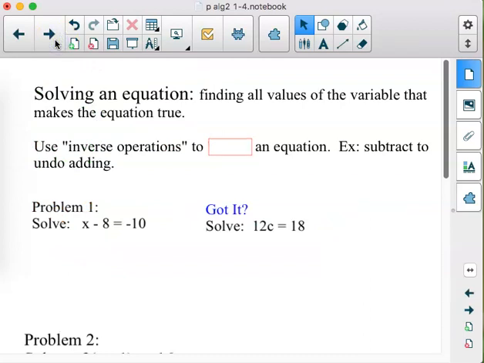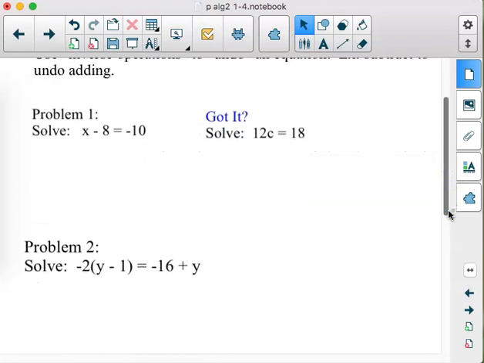So we're going to do some solving. Solving an equation is finding all the values of the variable that make the equation true. So we're going to use inverse operations. We have to think about how do we undo an equation. An example, if we see adding, we're going to subtract from both sides. So when you're solving an equation, what you need to do is follow the order of operations backwards, because we're undoing this. So when you do please excuse my dear Aunt Sally and you're solving, you start down at the bottom, which would be adding and subtracting.